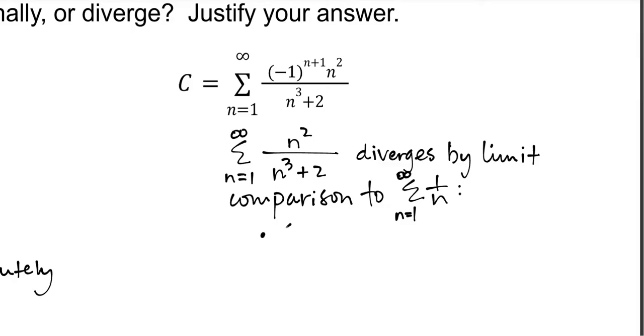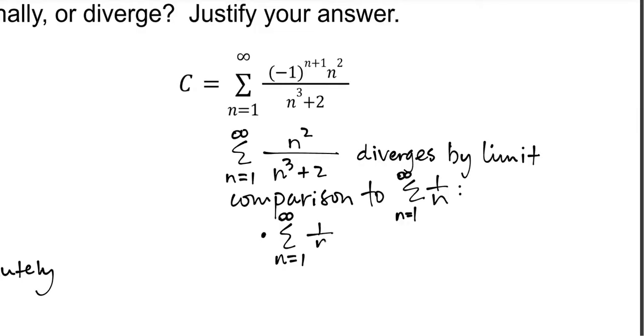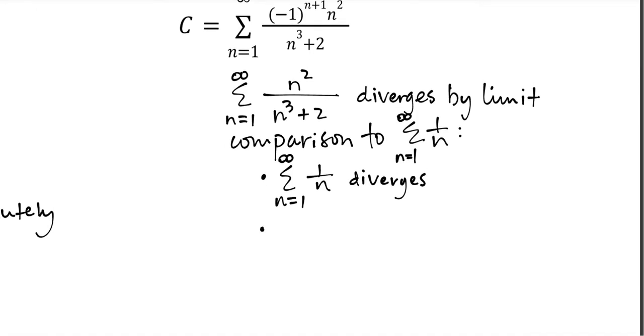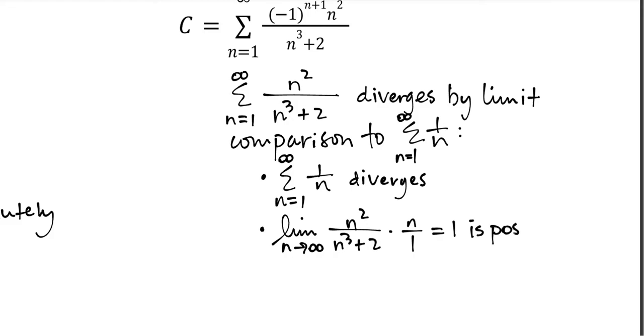In order to establish that, we would need the sum from n equals 1 to infinity of 1 over n diverges. No reason needed for that. Everyone knows the harmonic, it diverges. And then the limit as n approaches infinity of n squared over n to the 3 plus 2 divided by 1 over n. That limit's going to be 1, which is positive and finite.